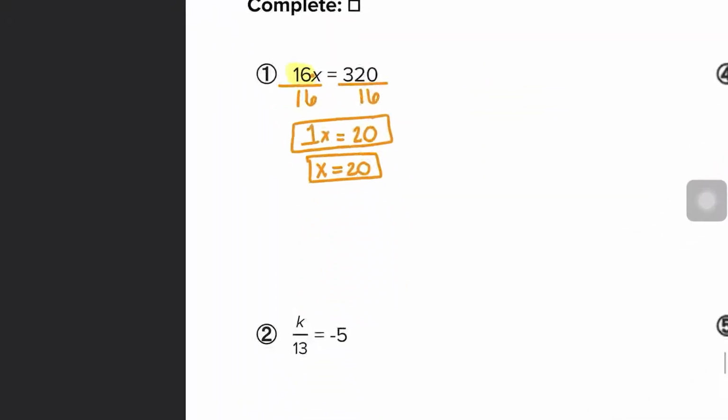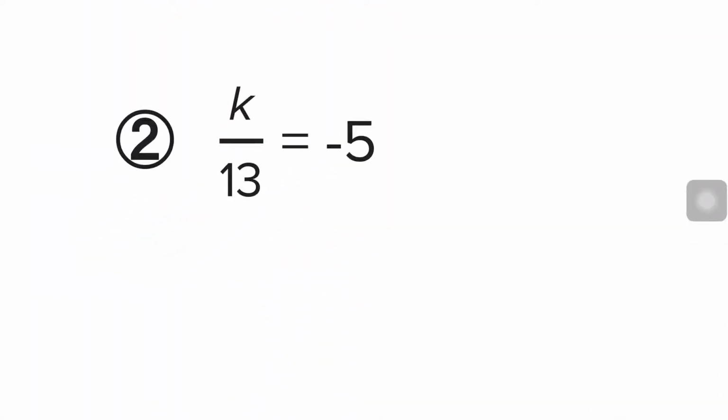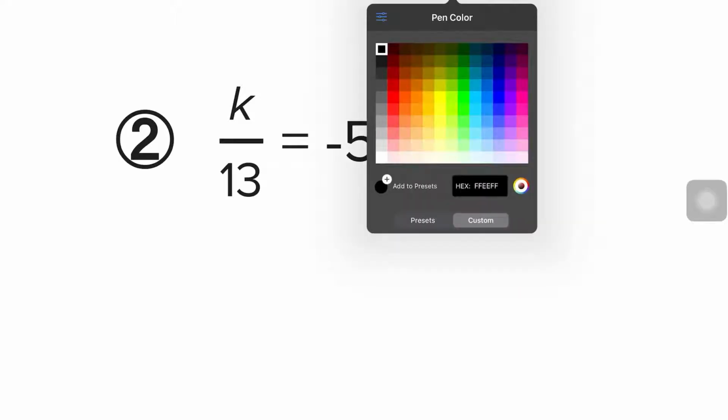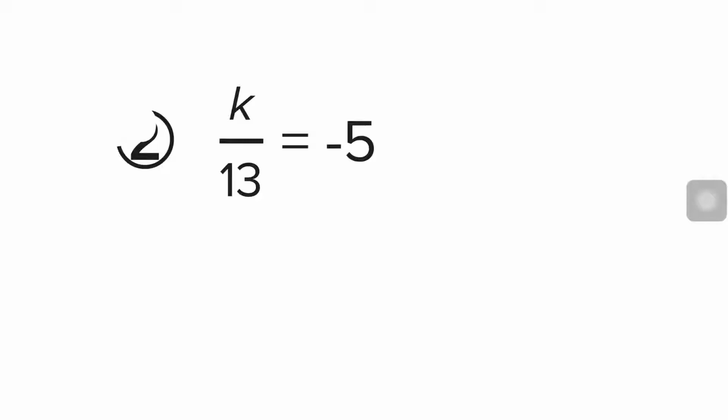Let's go to number 2. Number 2 says k divided by 13 equals negative 5. In other words, what number can I divide by 13 to get negative 5? So let's check. So I noticed that we have a coefficient of 1 over 13, but you don't see the 1, but it's there. So how can I get rid of that 13 and make it into a 1?